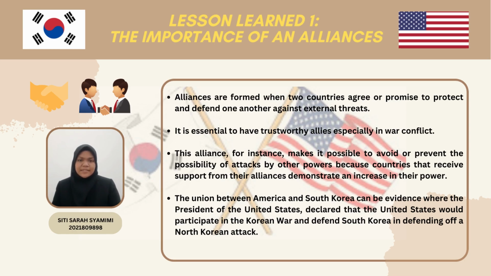This alliance, for instance, makes it possible to avoid or prevent the possibility of attack by other powers, because countries that receive support from their alliance demonstrate an increase in their power. For example, we can see that the union between America and South Korea can be evidence, where Harry Truman, the 33rd President of the United States, declared that the United States would participate in defending South Korea from North Korean attack, resulting in South Korea becoming more powerful compared to North Korea.